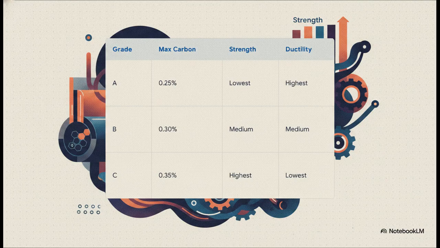Grade B allows up to 0.30%, and Grade C bumps that up to 0.35%. So it's your classic engineering trade-off. As carbon content goes up, the steel gets stronger, allowing it to withstand much higher pressures. However, that added strength comes at a cost. As strength goes up, the ductility, meaning the pipe's ability to bend, and its overall weldability actually go down.